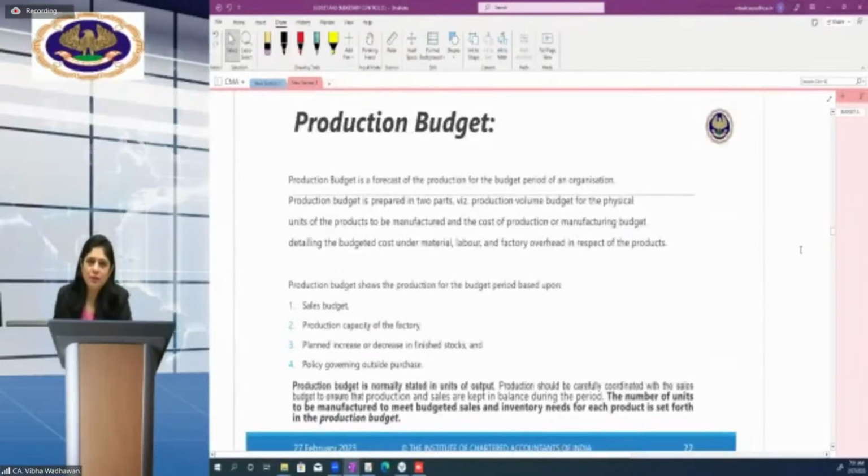Then the production budget. The starting point, as I told you yesterday, is that it's always better to fix the sales budget first, so that we know how much sales we are going to do in the next year or the budget period, whatever we have taken. And then we make the production budget. When we know that this many units we are going to sell, it's clear how many units we need to produce. That will be given through the production budget.